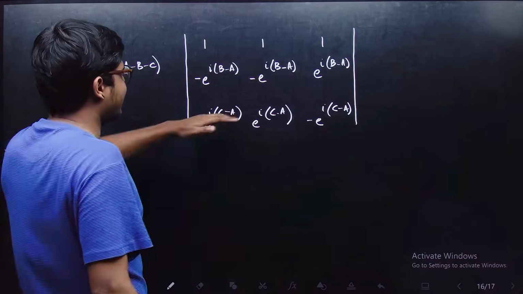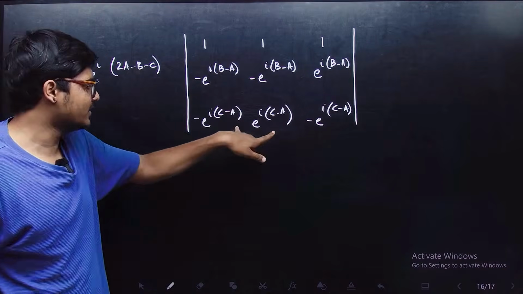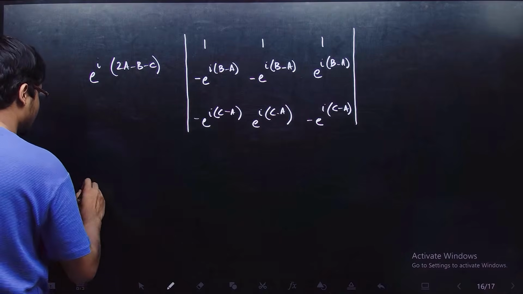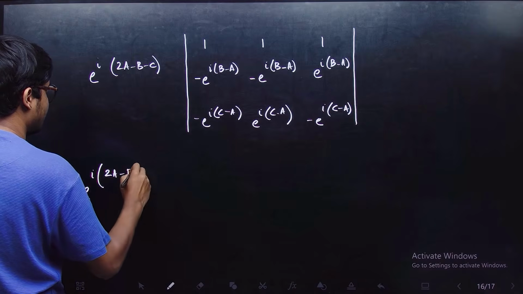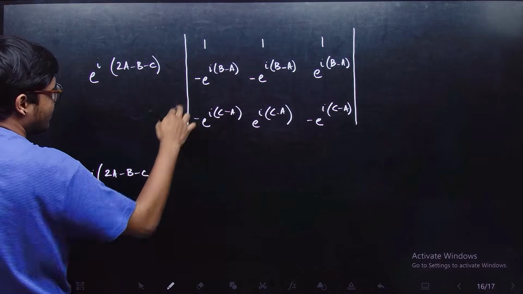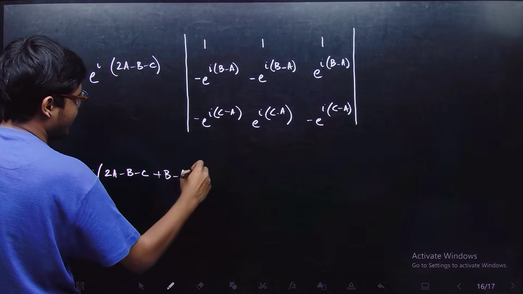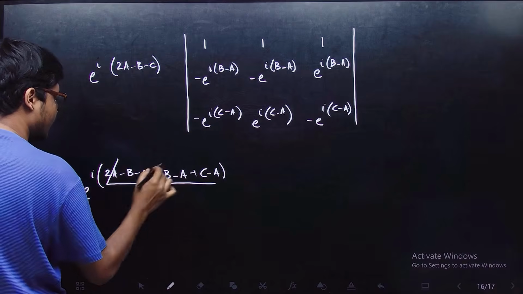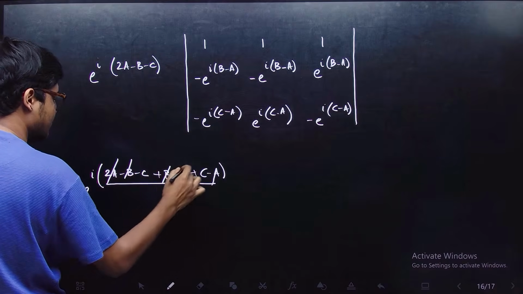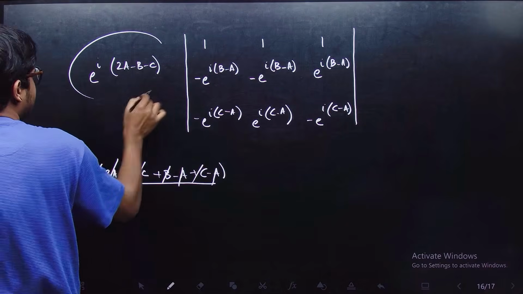Now again, I can take e to the power iota b minus a common from the second row and this common from the third row. Then what will I end up with? I get e to the power iota times 2a minus b minus c. From here, you're going to add b minus a, and from the third, you're going to add c minus a. So this just turns out to be what? 2a cancels out, b cancels out, c cancels out, so this gives you 0. e to the power 0 is just 1, so this quantity just turns out to be 1.